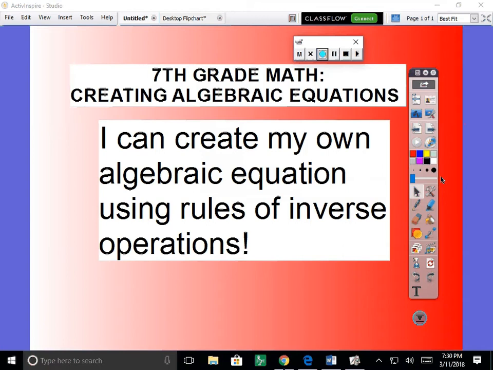In this lesson, I'd like to show you how you can create your own algebraic equations. So if you're wondering where all that algebraic thinking comes from and all those equations that we've been solving, I'm going to try to give you kind of a sneak peek at how we could create our own. This is a 7th grade math lesson. It's called Creating Algebraic Equations, and your learning target is to create your own algebraic equation using rules of inverse operations. And I'm going to try to show you how now.